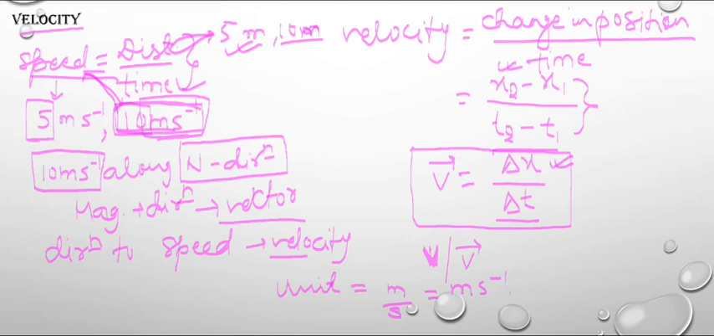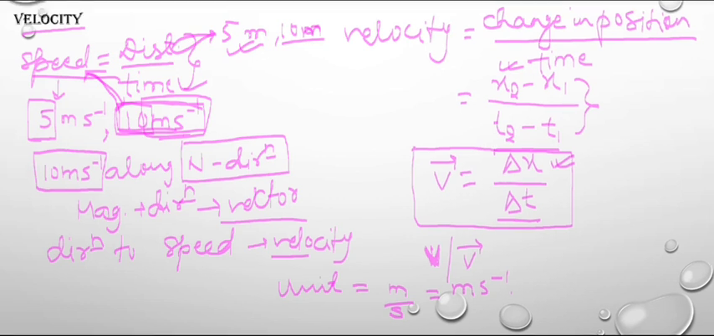Now students, when we talk about velocity, there are two types of velocities, as we have discussed about uniform motion and non-uniform motion. Here also velocity is of two types, that is uniform velocity and non-uniform velocity, that we will be discussing now. Let's move to the other part, that is uniform and non-uniform velocity.